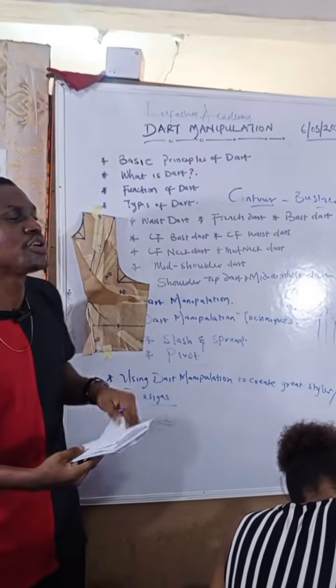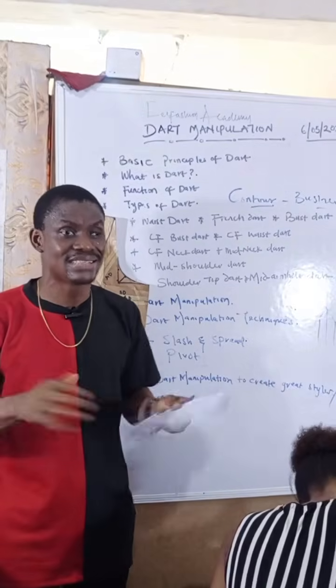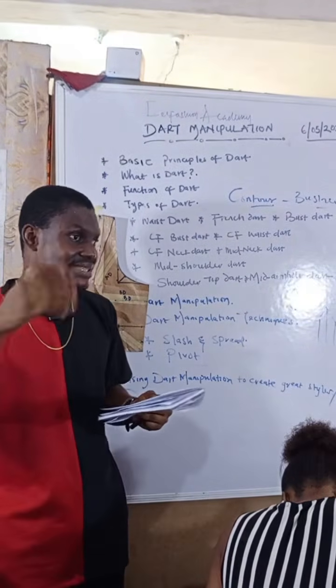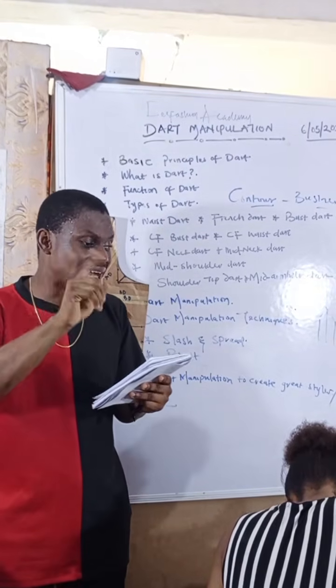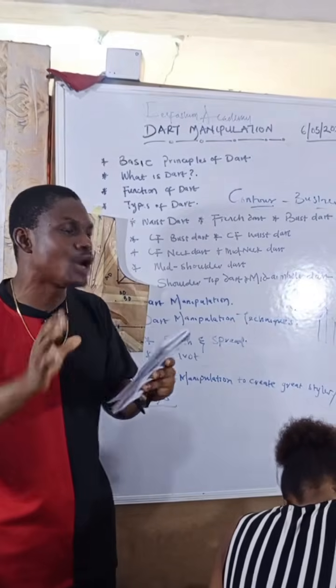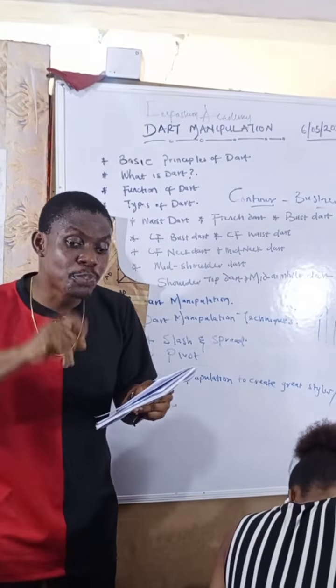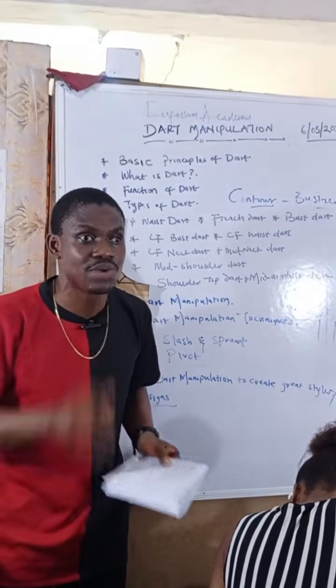So now, functions of that. Why do we put that on our dress? I think you guys can answer this easily. I'm just trying to make it more understandable. If not, we have already answered this particular question. So why do we put that? The purpose of a dart is to create shape to accommodate the curves of the dress wearer. Remember what I said? The purpose of a dart is to create shape to accommodate the curves of the dress wearer.